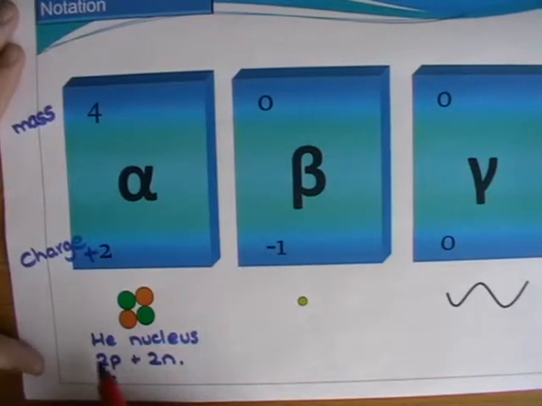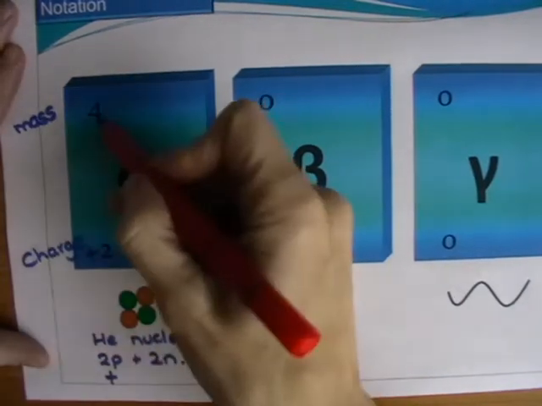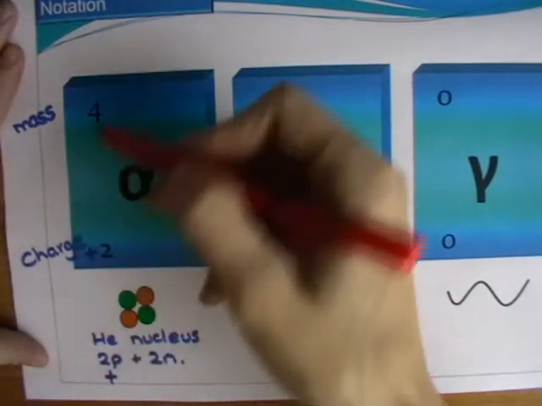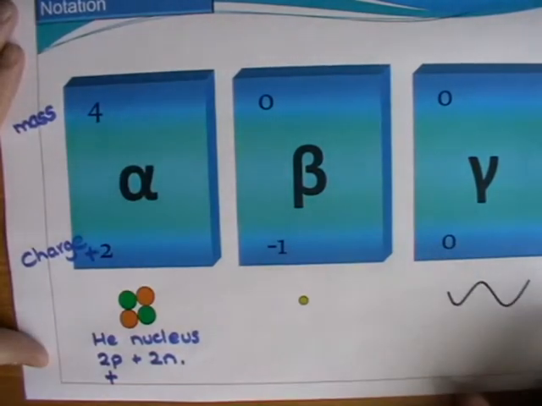Altogether, the amount of mass is 2 protons plus 2 neutrons. Altogether that's 4. It's an equivalent mass of 4, relative atomic mass it's called, but we just say 4, and so therefore alpha is written with a 4 at the top and a 2 at the bottom.